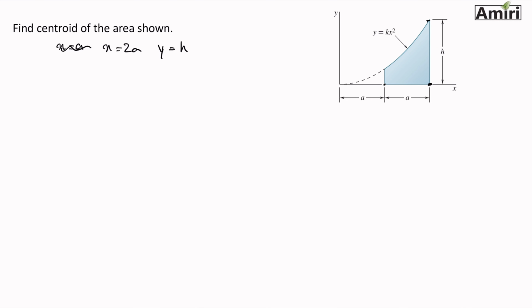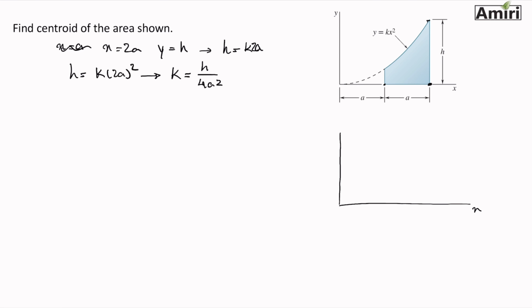So let's substitute these into y equals kx squared. So h equals k 2a. Let me write it here better. H equals k times a squared. There we go. As a result, k will be h over a squared. All right. So for these problems, we always draw a little element of area.